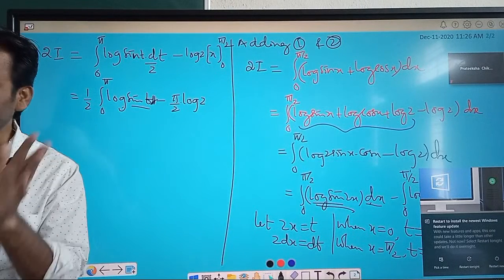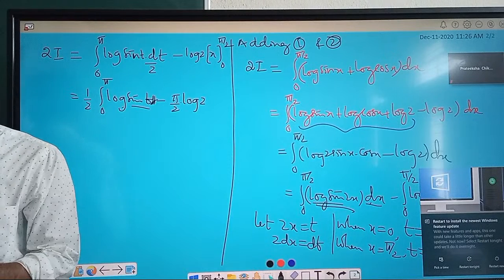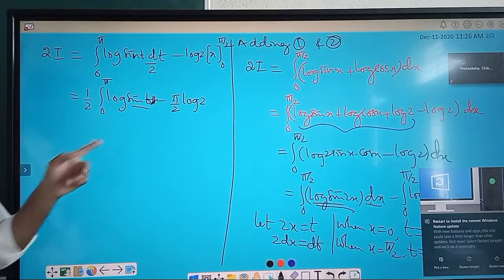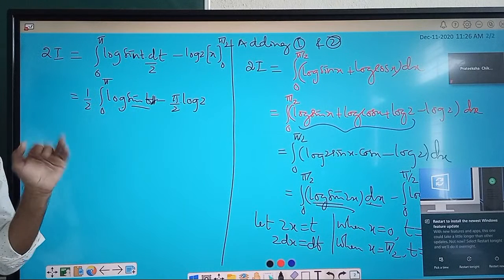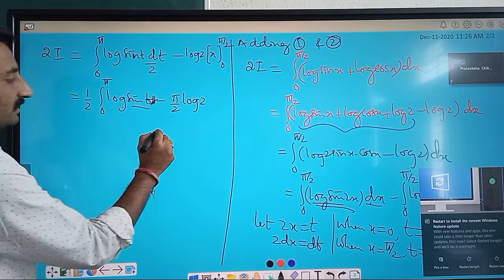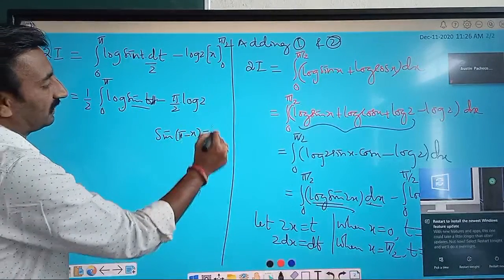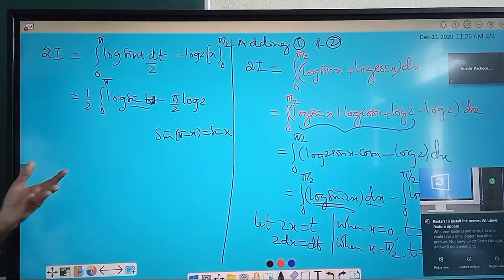But the thing is that limit must be 0 to pi by 2. Okay? And you know very well, I can change this limit. I can change this 0 to pi by 2. Why? Because look at this. Sin of pi minus x is sin x. So there is no any issue at all.